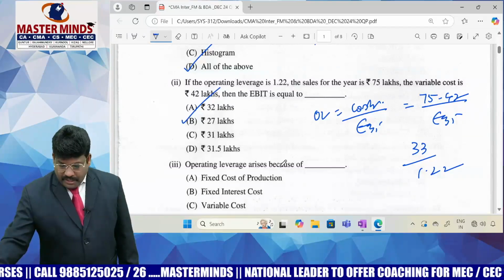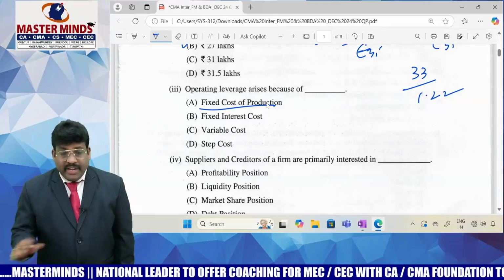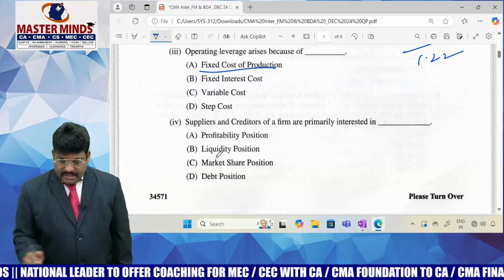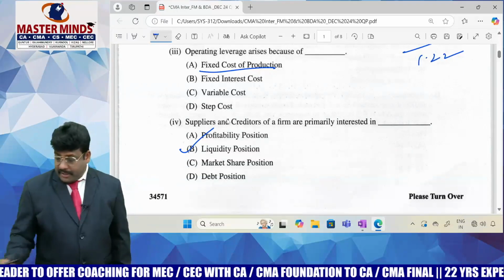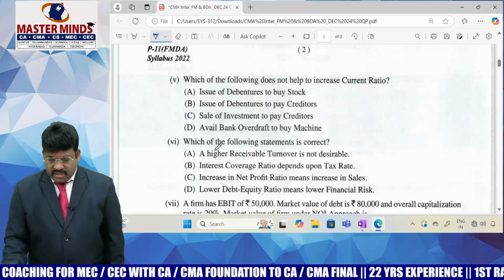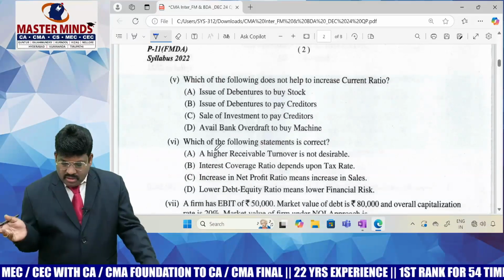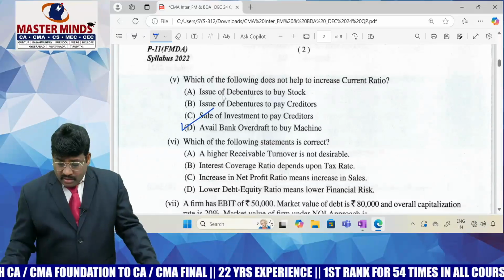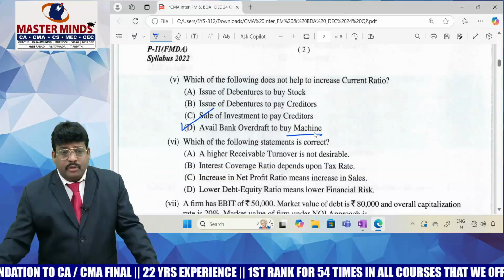Coming to the next one, operating leverage arises because of, no doubt at all, the cost of production, okay? Financial leverage arises because of financial decisions, right? Coming to the suppliers and the creditors of the firm, they are primarily interested in what? The liquidity position of the company, okay? Another one is, which of the following does not help in increasing the current ratio? Issue of debenture to buy stocks does help. What does not help is availing a bank overdraft to buy machinery. Yeah, because here the fixed assets came into the line, right?